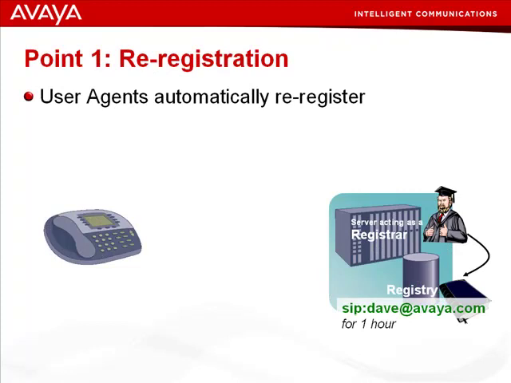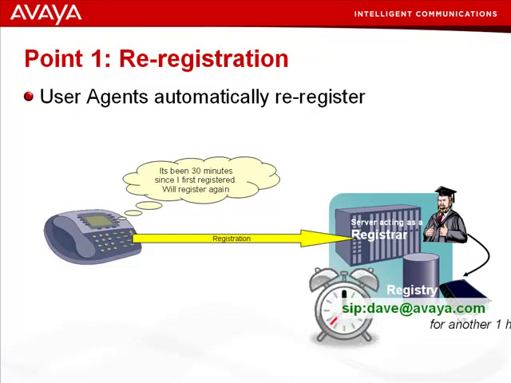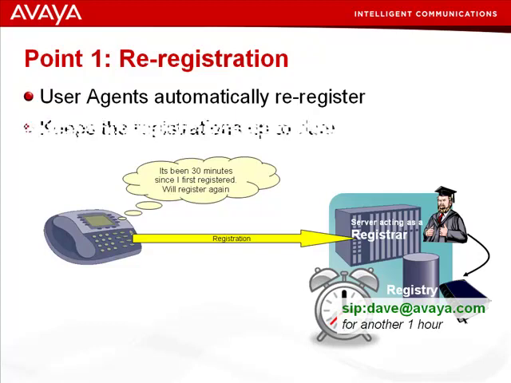Although the user agent suggested in his first registration that he'd like it to last for 1 hour, 30 minutes later he decides to re-register, effectively buying some more time for his registration. So the registrar updates the registry with a new expiry time, meaning that the registration will stay there for another hour.